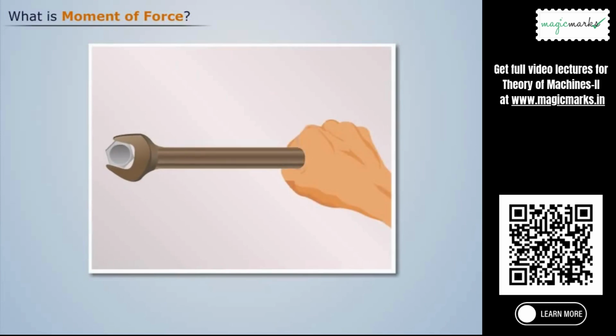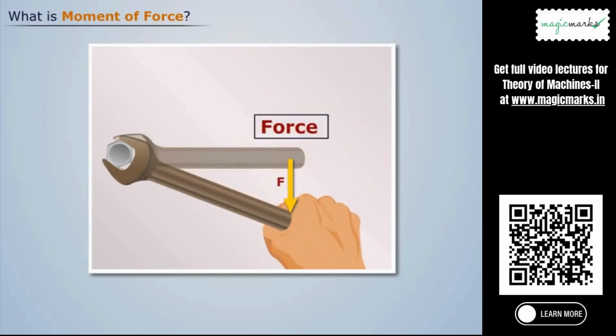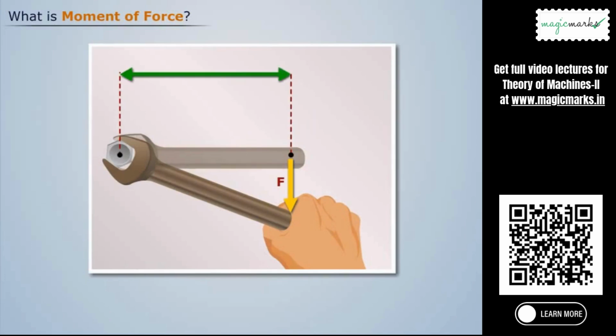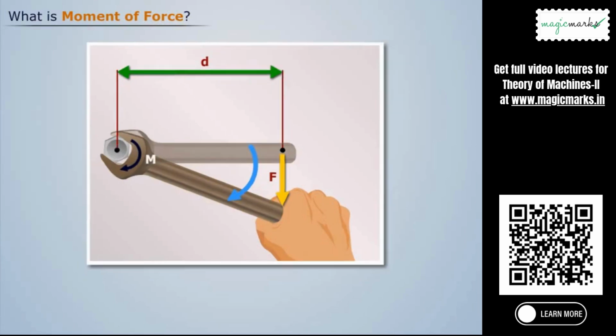Now, if we push the other end of the wrench with a force F, at a distance d from the bolt head, it will try to rotate. The measurement of this effect is known as moment M.